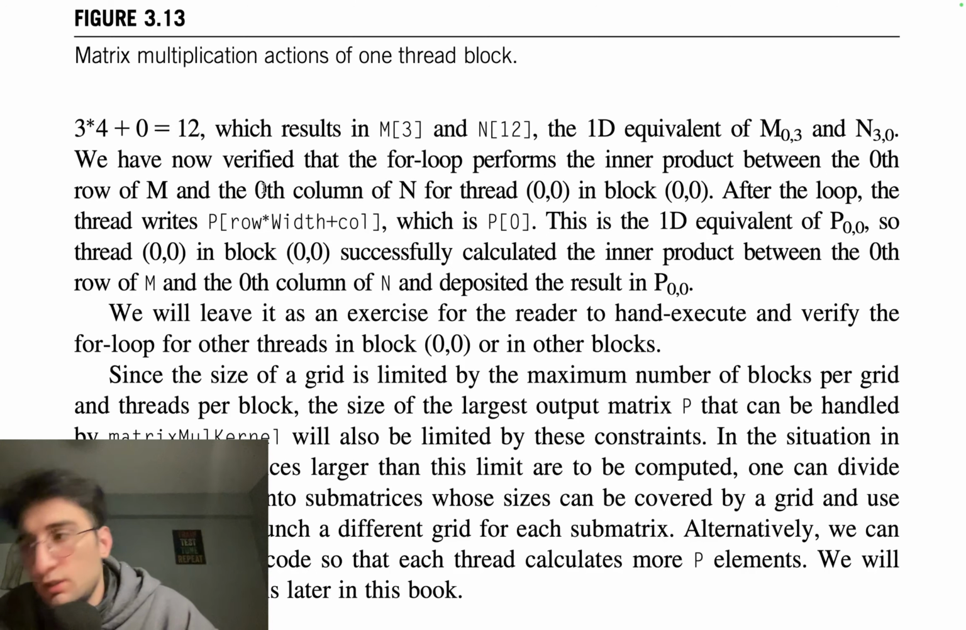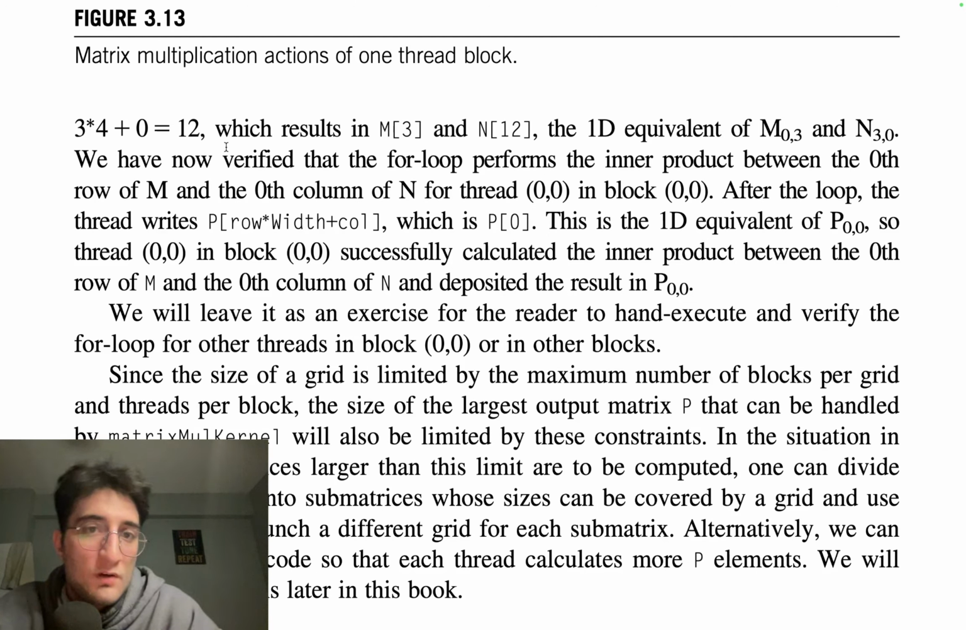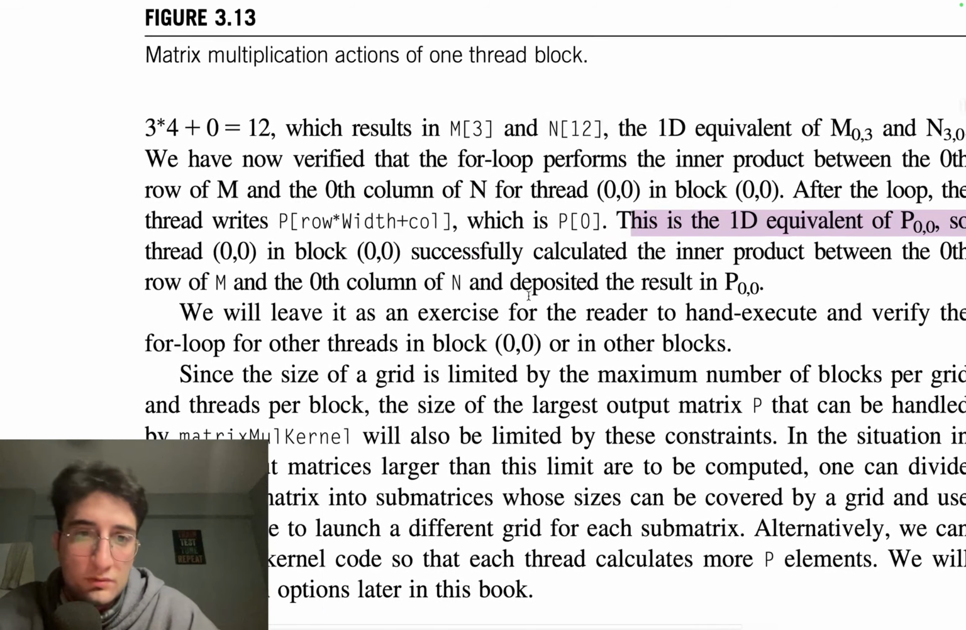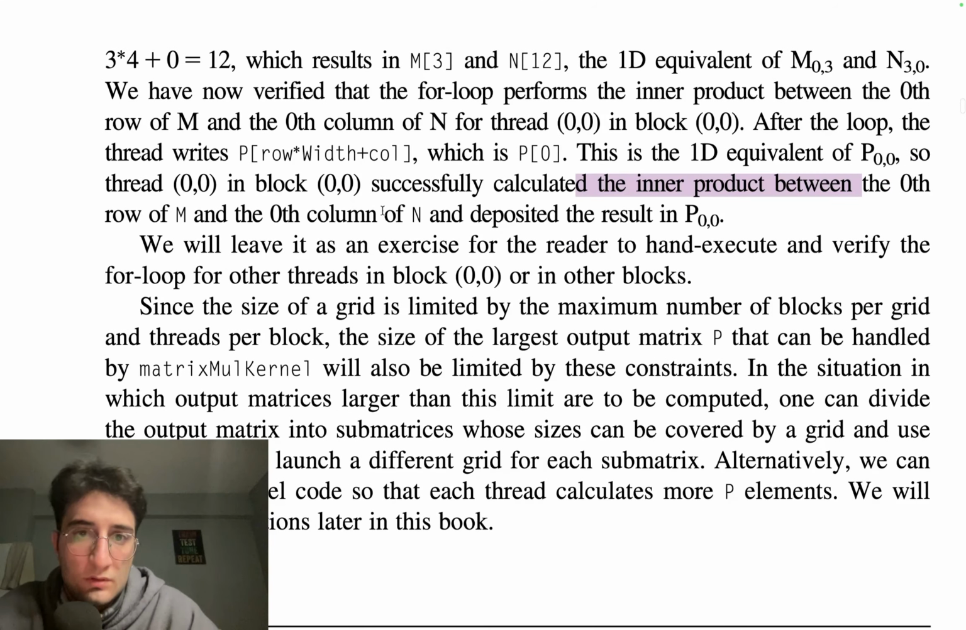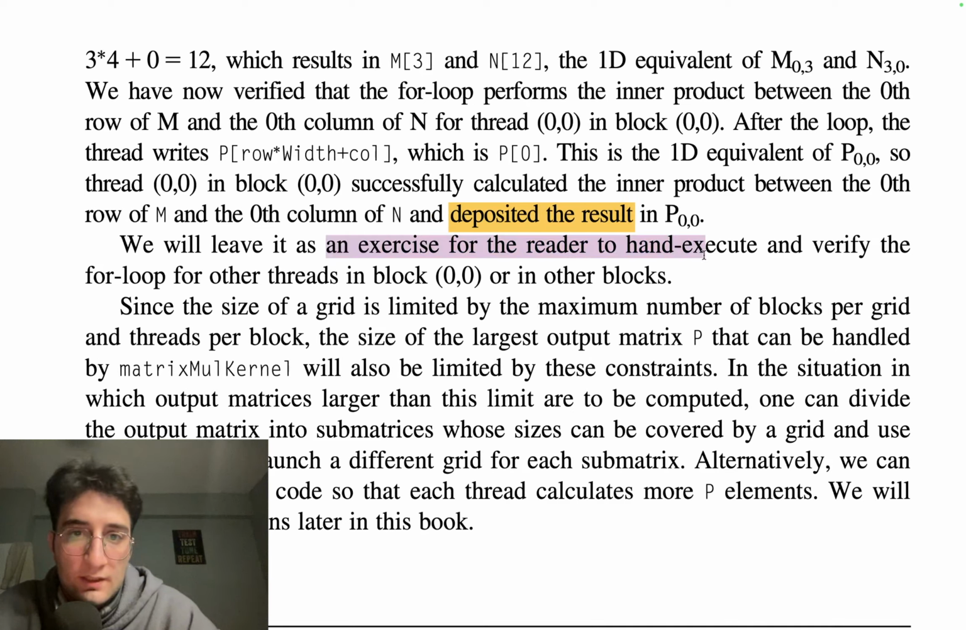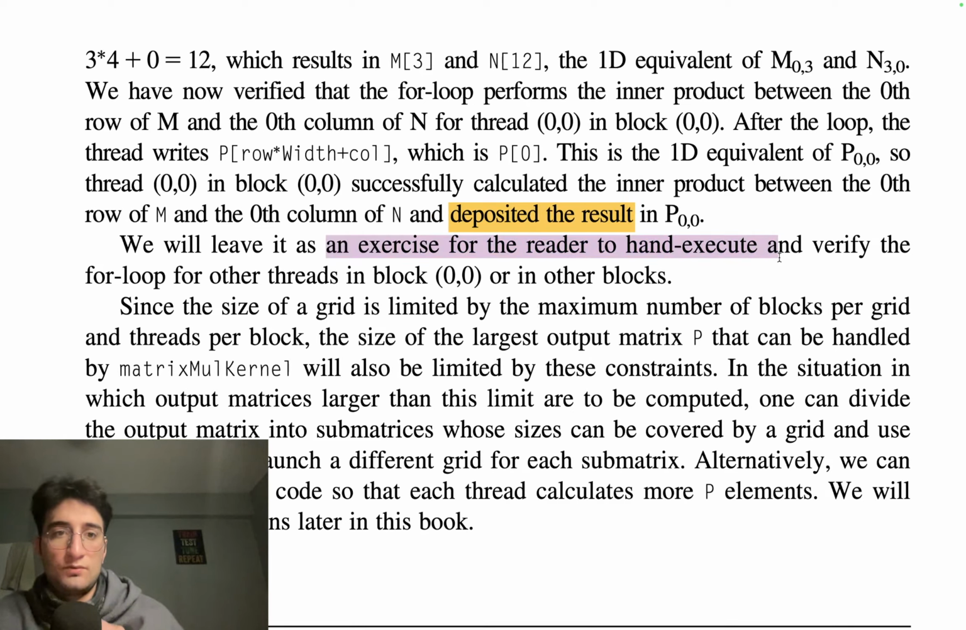The 1D equivalent, 2D equivalent. We have now verified that the for loop performs the inner product between the zeroth row of M and the zeroth column of N for thread in block. After the loop, the thread writes, which is P 0. This is the 1D equivalent. So thread in block successfully calculated the inner product and deposited the result. We will leave it as an exercise for the reader to hand execute and verify the for loop for other threads in block 0 or in other blocks.